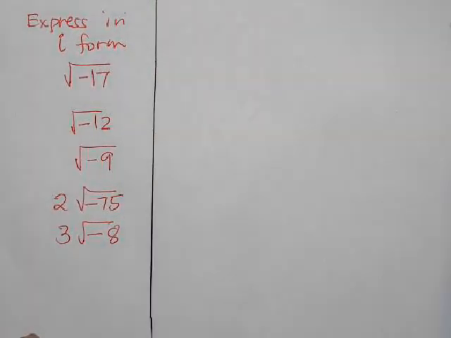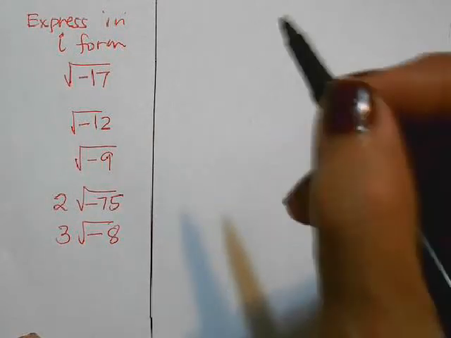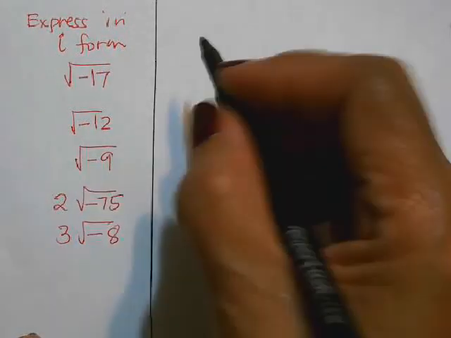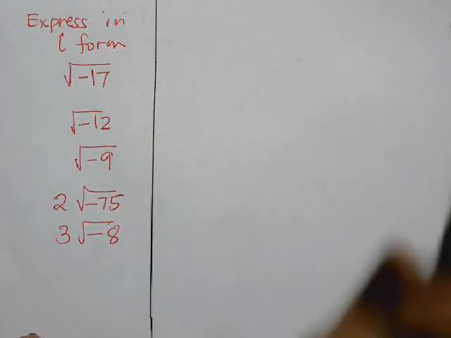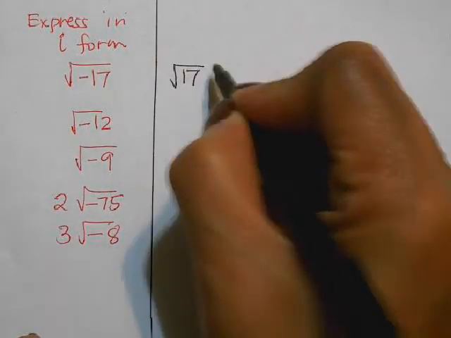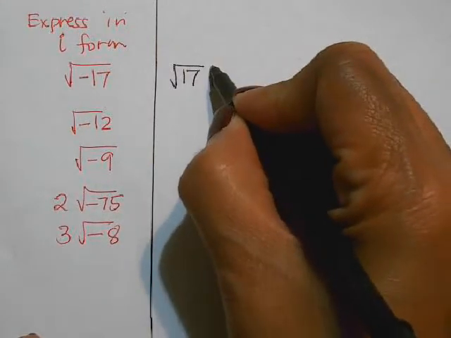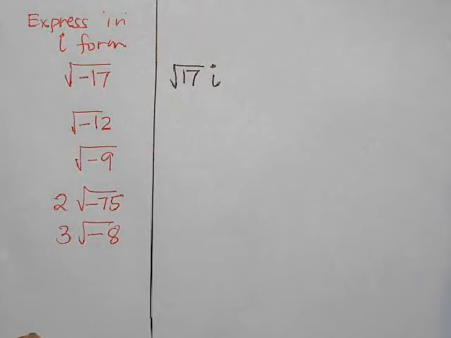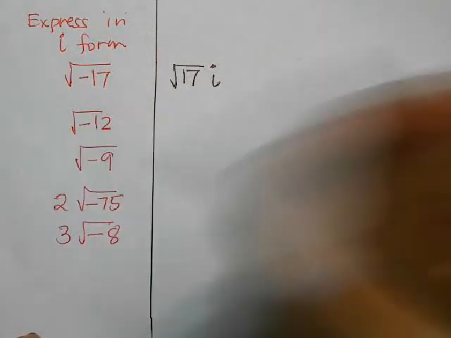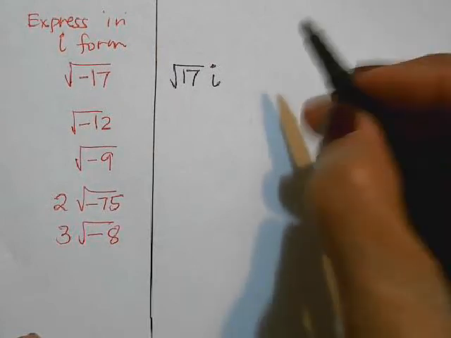So all you do is this, listen. So the square root of negative 17. It's very easy. You just write it as if there is no negative. So that will be the square root of 17, and then you put the letter i outside like that. Okay, so that is the shortcut, but I want you to understand also why it's like that.